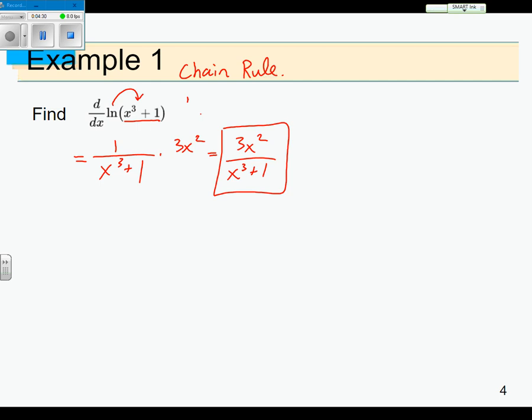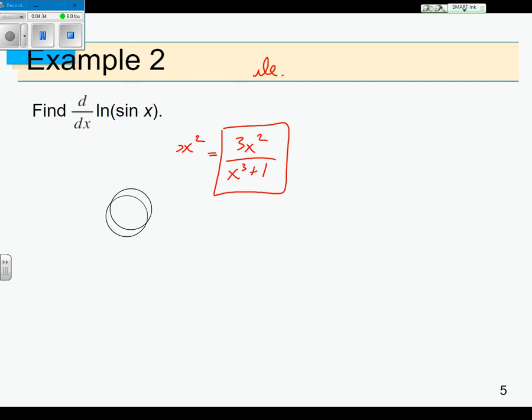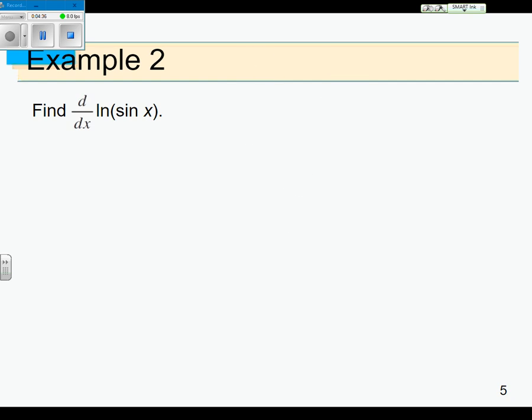Think you can try it? You give it a go. Okay, take a natural log of this trig function. You know what the derivative of sine is. You know how to work the chain rule, so you go ahead and work it out, and then come back and see my work. So go ahead and hit pause.